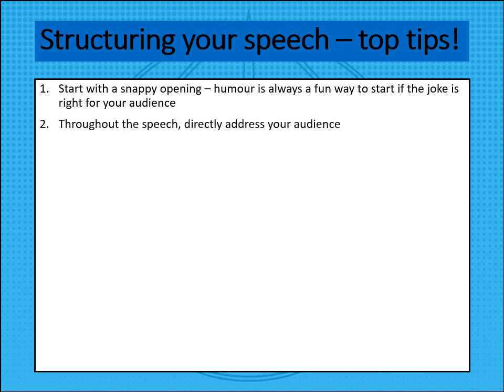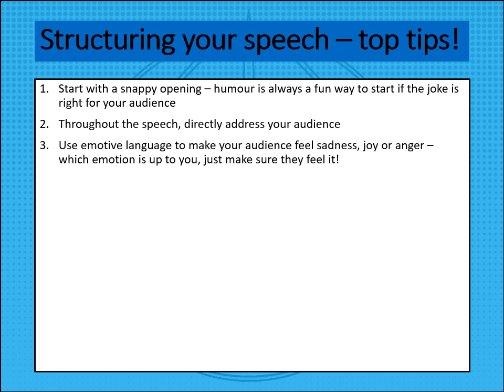Throughout your speech, directly address your audience, so use those personal pronouns we've talked about previously to get your audience engaged. Number 3. Use emotive language to make your audience feel sadness, joy, or anger. Which emotion you choose is up to you. Just make sure that they feel it. If you want your audience to be angry about what you're saying and to agree with you, use emotive words that will encourage that feeling.